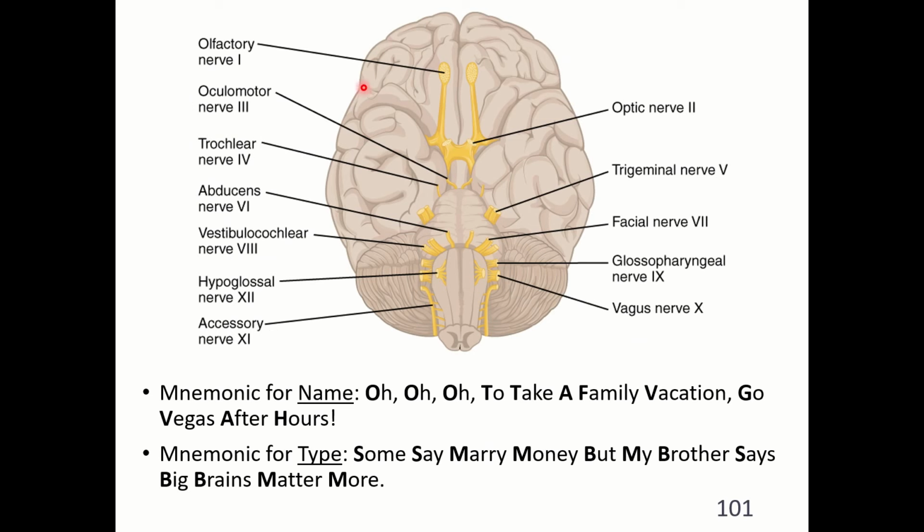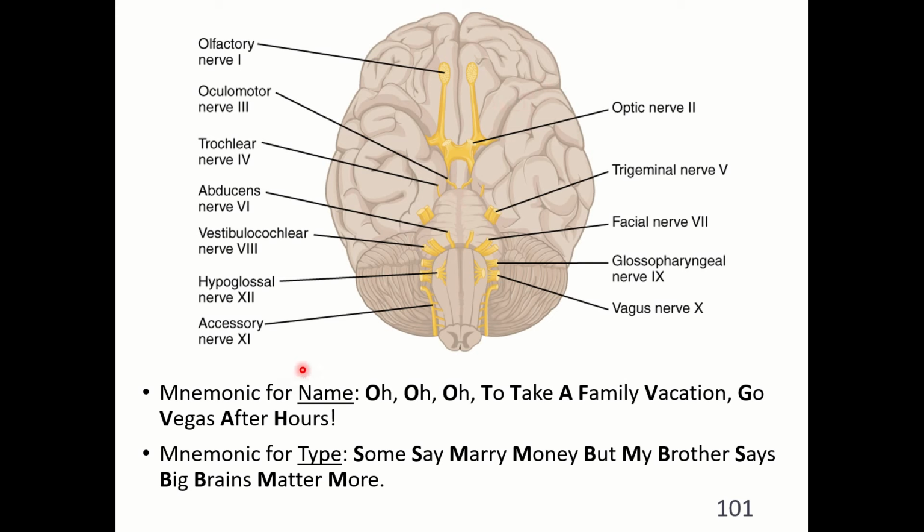This illustration shows the 12 cranial nerves, and they start from the anterior and move posteriorly. So we have cranial nerve 1, 2, 3, 4, 5, 6, 7, 8, 9, 10, 11, looks like a ladder, and 12. So they're in pairs. So there's 12 pairs.